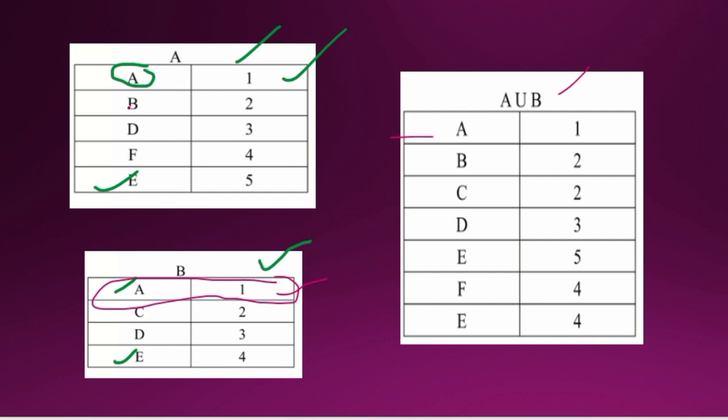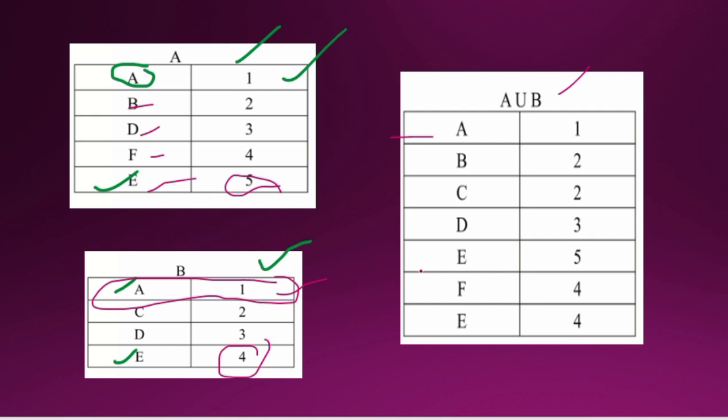So it will allow B and then D, E, F, and then just come to the E. If you check here, E is having the value of 5 here. In the B table, E is having the value of 4. So that means the name E is common but it is having different values. So union will allow these two because the name is common but the value is different.